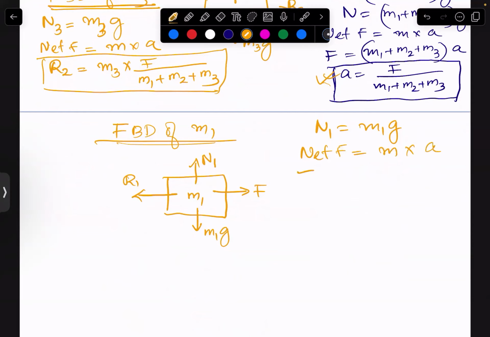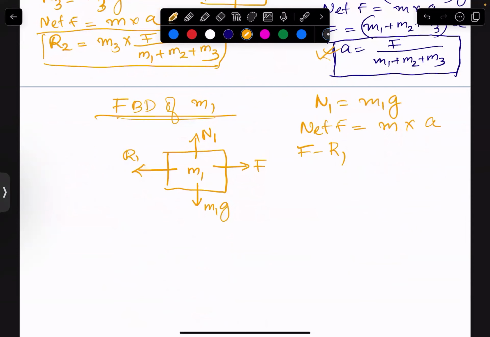So net force is F minus R1. Why are we subtracting R1 from F? It's because the acceleration direction is along the F direction. That means the F force is larger than the R1 force, so F is greater than R1. That's why we are subtracting the smaller one from the larger one. Then mass is M1 and acceleration is what? F divided by M1 plus M2 plus M3.